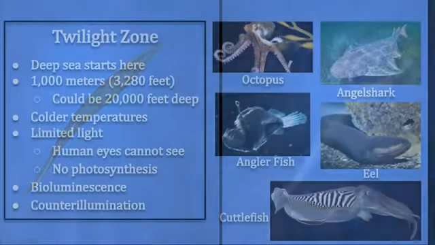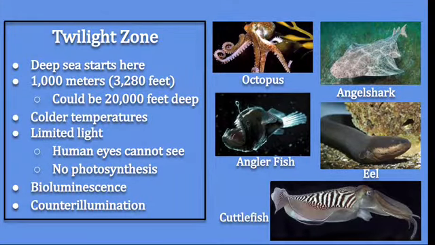This is what counter-illumination looks like. The left side is before they started glowing, and the right side is when they started glowing. Other animals with this type of ability are the octopus, the angel shark, the eel, the cuttlefish, plankton like I mentioned earlier, jellyfish, and squid, and many more.